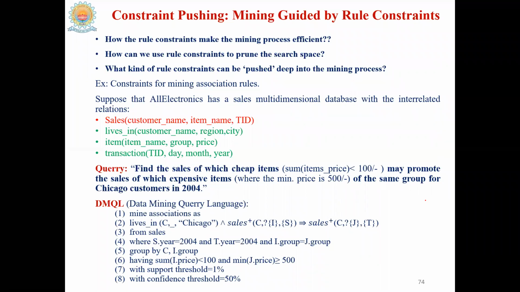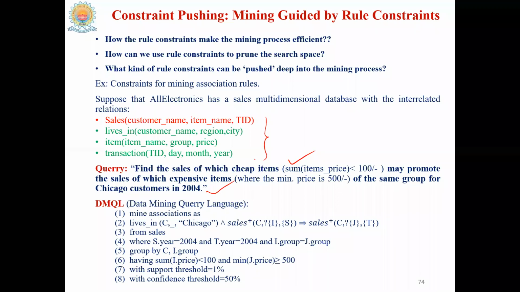Here is how we can mine based on the rule constraints given. What kind of constraints can be pushed deep, that is, can be stressed in the mining process? For this you can consider an example query: find the sales of which cheap items may promote the sales of expensive items of the same group for Chicago customers in 2004. This is the given data mining query.